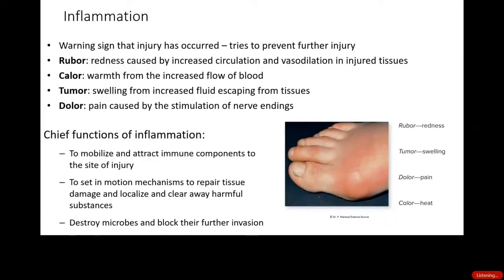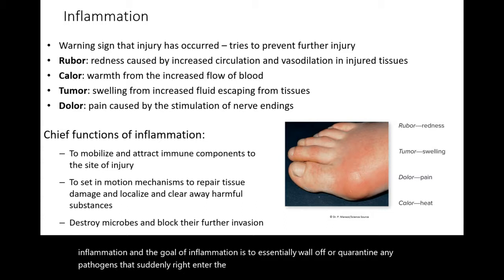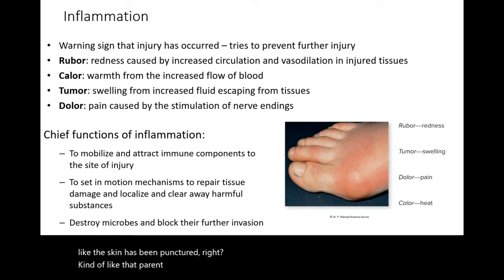All right, so we're going to continue our talk on innate immune responses. So first up is inflammation. And the goal of inflammation is to essentially wall off or quarantine any pathogens that suddenly enter the body. Now, normally you're going to get inflammation if, like, the skin has been punctured, right? Kind of like that parenteral transmission.